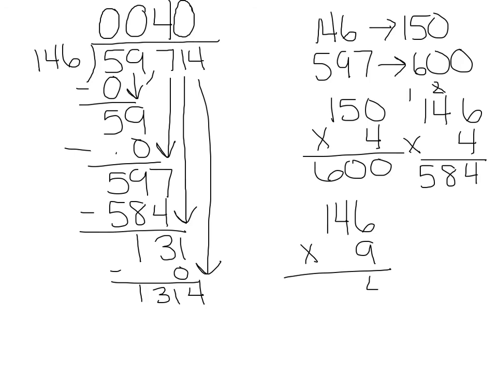9 times 6 is 54. 9 times 4 is 36, plus 5, that's 41. 9 times 1 is 9, plus 4 is 13. Well, would you look at that? Works out perfectly. Awesome. That's the best. So we put 9 in our quotient. So 146 times 9 is 1,314. Subtract, and there's nothing left to bring down. So our answer is a beautiful 409 with no remainder.